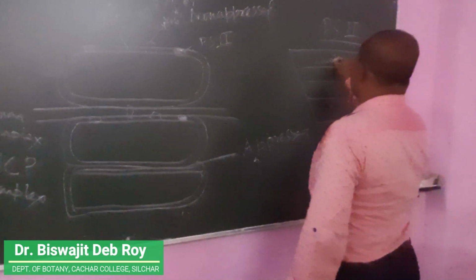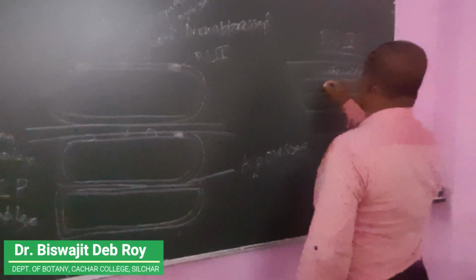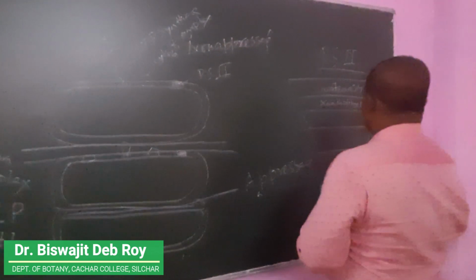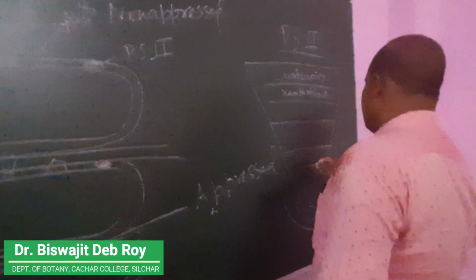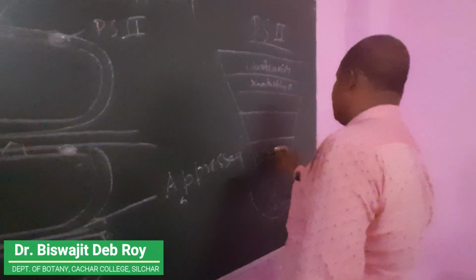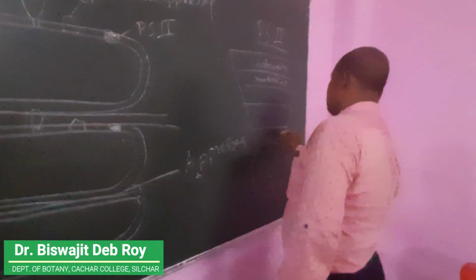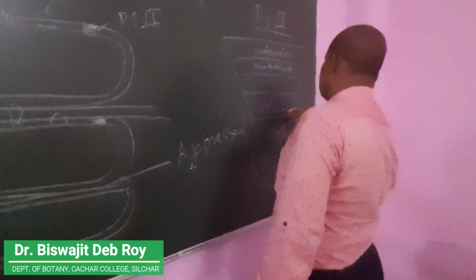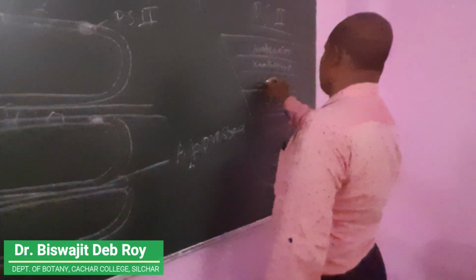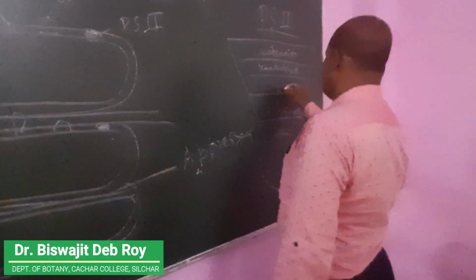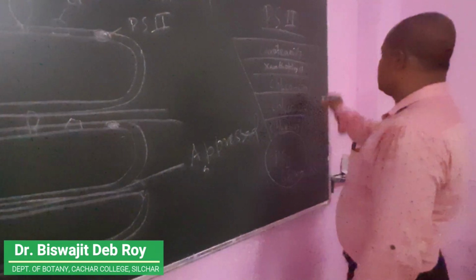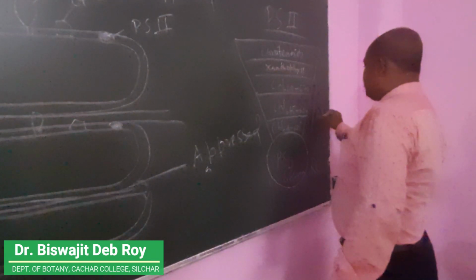There are carotenoids, xanthophyll, then there is chlorophyll 678 to 685, then chlorophyll 665 to 680, chlorophyll 660 to 670, like this. So this is the antenna. So this way there are two photosystems.